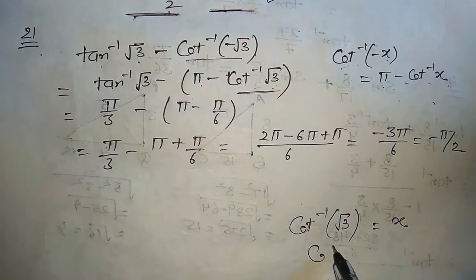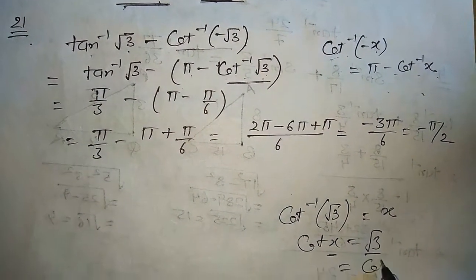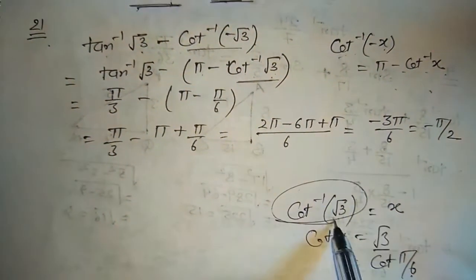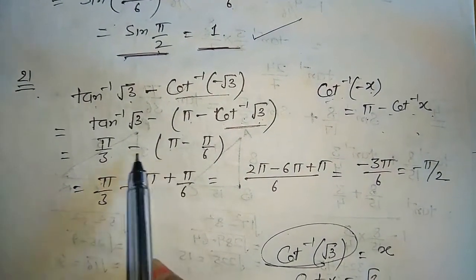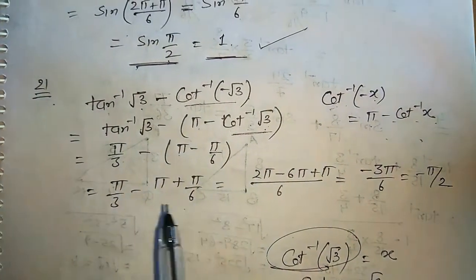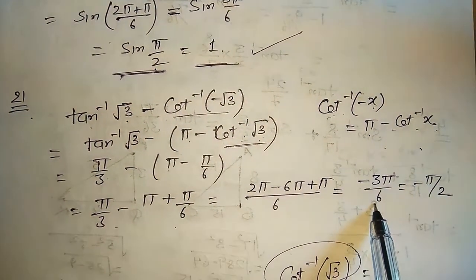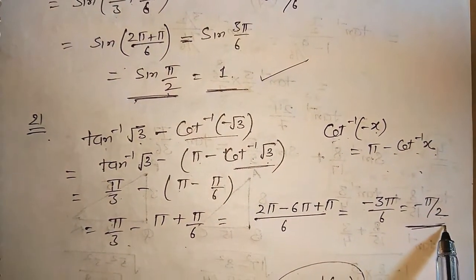Then cot x is equal to root 3, and we know that cot pi by 6 is root 3. So x will be pi by 6, that means the value of cot inverse root 3 is pi by 6. Then pi by 3 minus pi plus pi by 6. After taking LCM, we will get minus 3 pi by 6, that is minus pi by 2. So the answer is minus pi by 2.